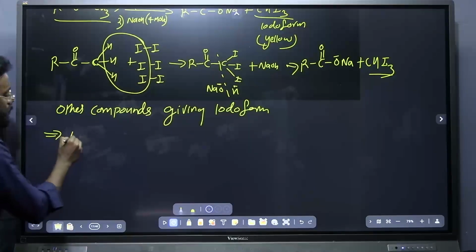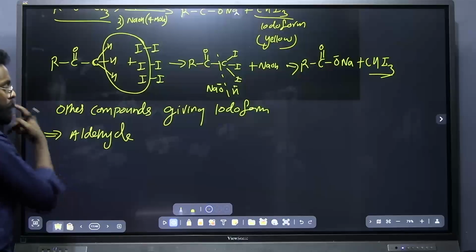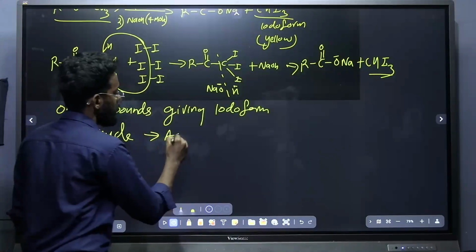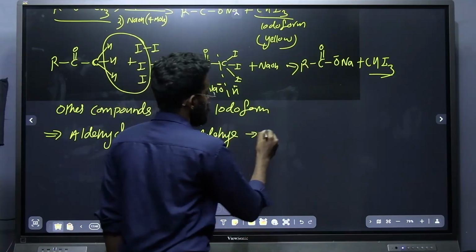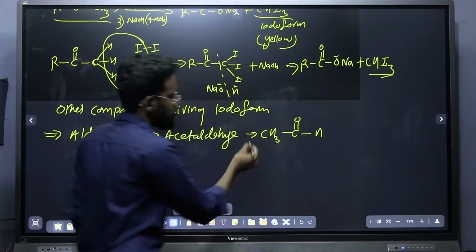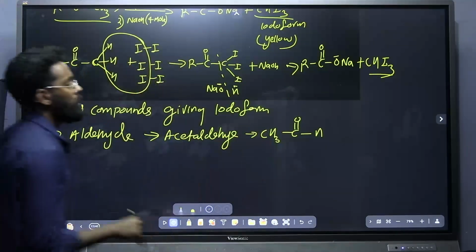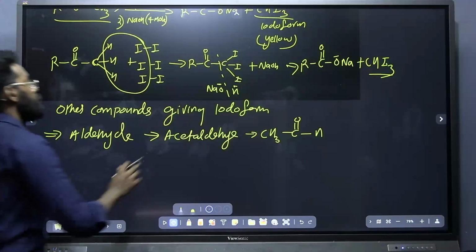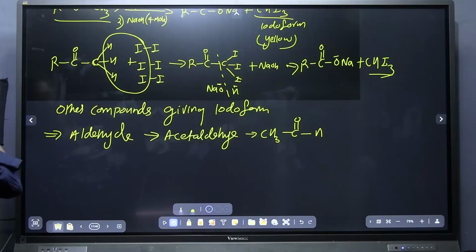In the case of aldehyde, which aldehyde is going to give iodoform? Acetaldehyde, that is CH3 CHO. We can see there is a methyl carbonyl part, and this can convert to methyl ketone. So acetaldehyde will give the iodoform test or haloform test.